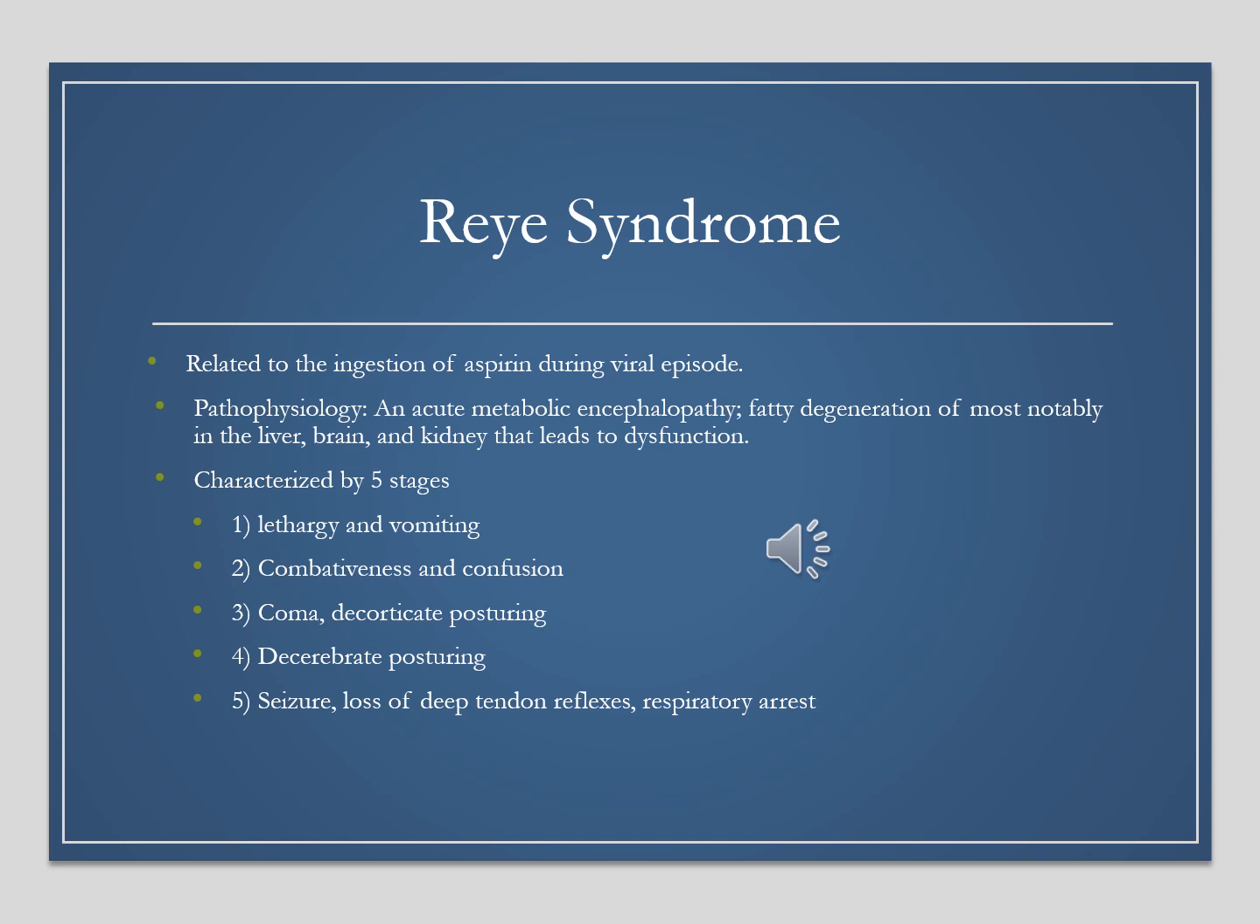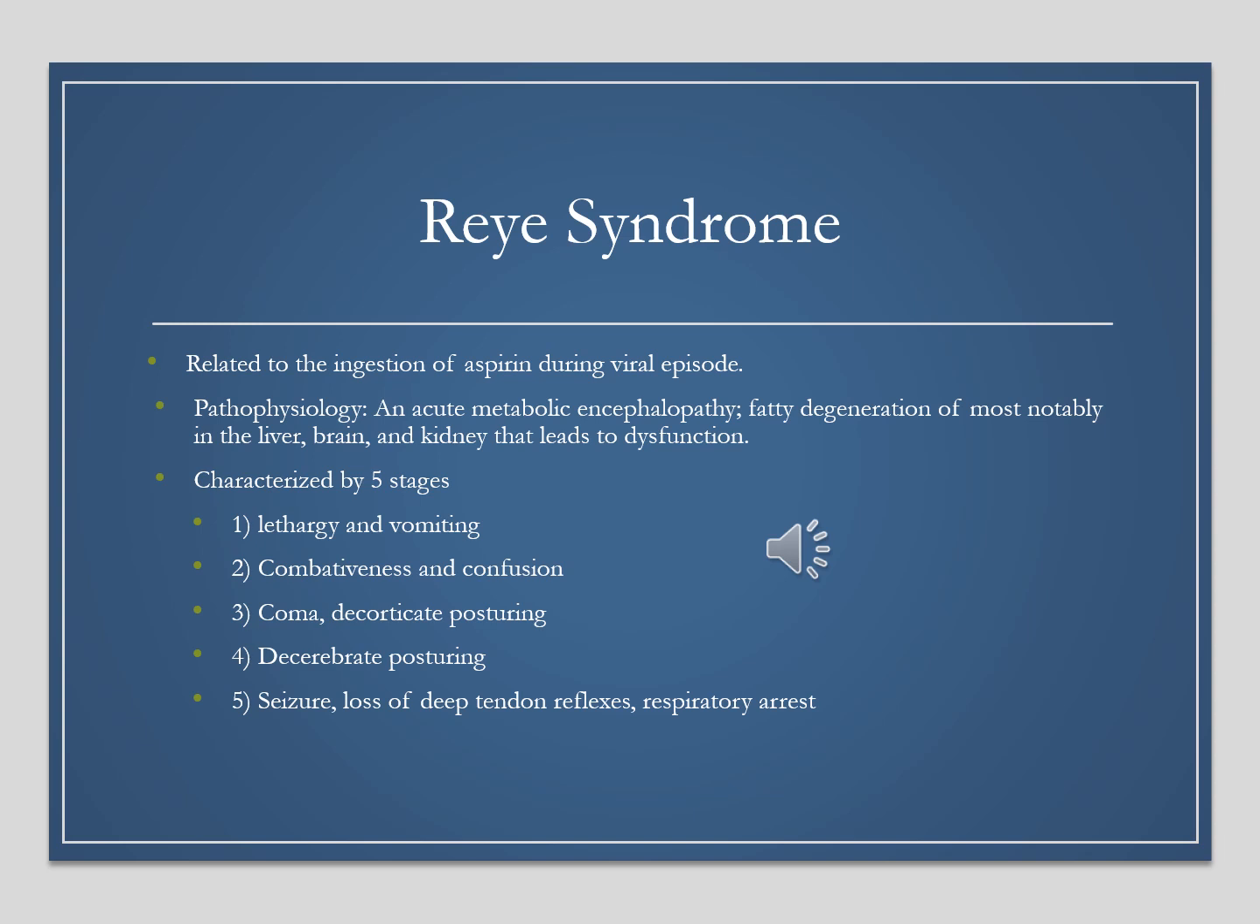Sometimes when children get vaccines, they also get Tylenol and pain relievers. So keep in mind that parents should be taught never to give a child aspirin after a vaccine. And that is related to Reye syndrome. If they're having a viral episode and they ingest that aspirin, this can cause them to get this syndrome. So it's an acute metabolic encephalopathy. There's a fatty degeneration, most notably in the liver, brain, and kidney, that leads to dysfunction.